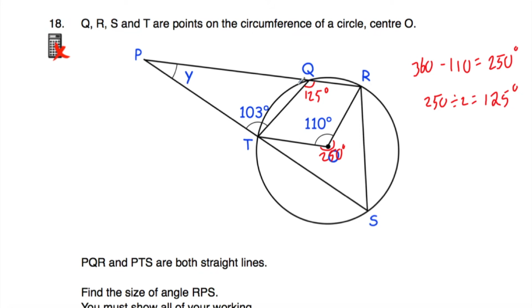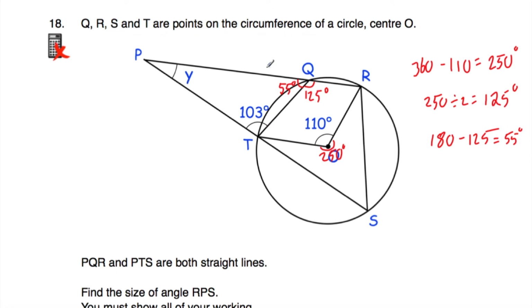So if this is 125 degrees, if I want to find the size of this angle, the angle PQT, I'm going to do 180 take away 125, because these two angles must add together to be 180 degrees, and that's 55 degrees. So that means that this angle is 55 degrees.